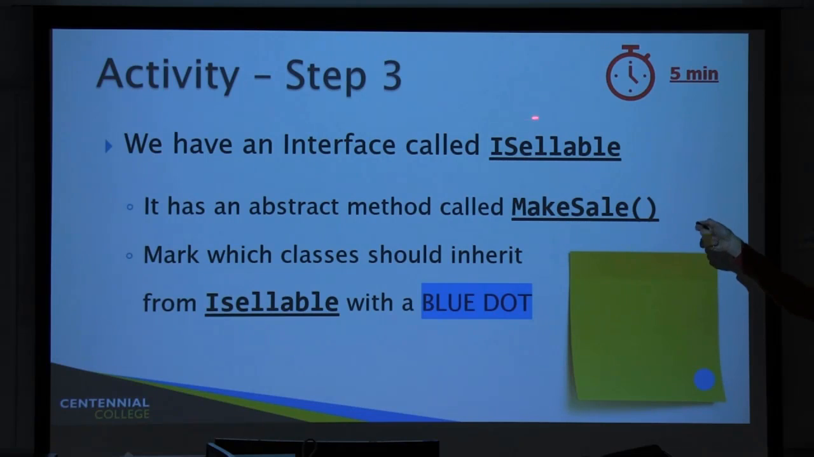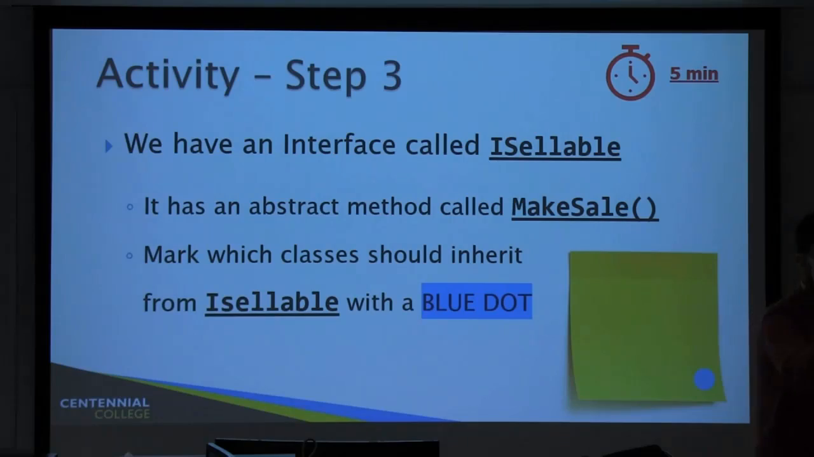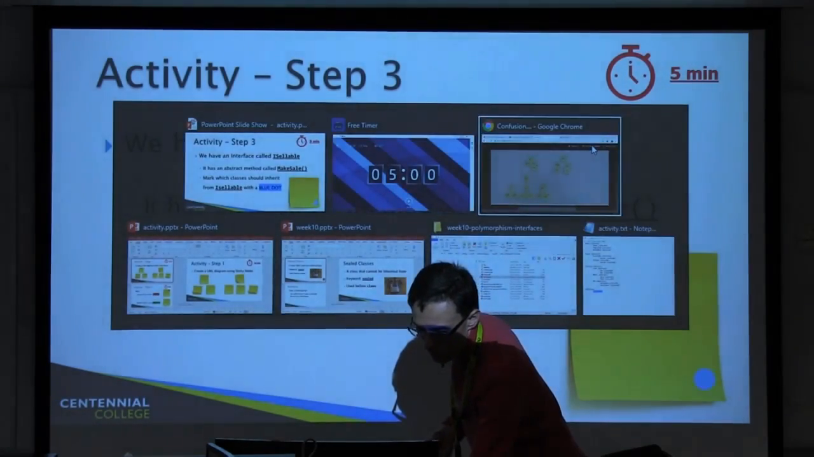In our interface, we have a method called make sale. So my question would be, according to our discussions here, what classes would be good candidates to inherit from iSellable? Let me go back here.